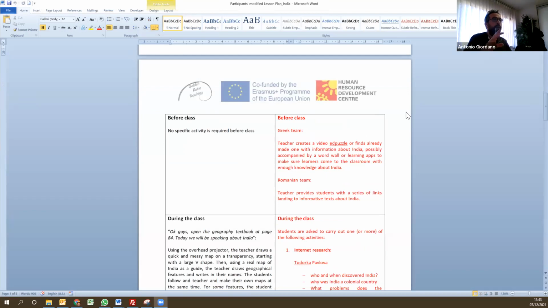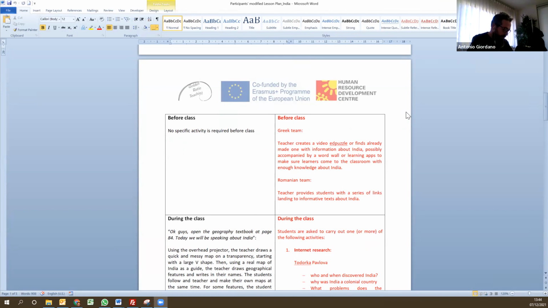Then let's go to what happens during the class. In a traditional lesson plan, there is the teacher. The teacher says, okay, guys, open the geography textbook at page 84. Today we will be speaking about India. And then there is the traditional lesson with the teacher providing information about India from different perspectives.